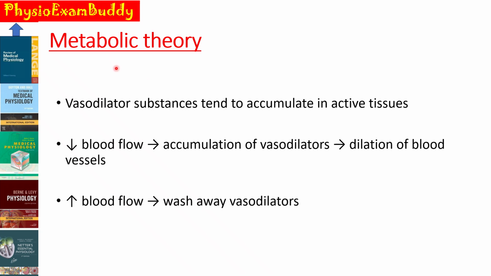Next is about the metabolic theory. That is, there is a tendency for vasodilator substances to accumulate in the active tissues. Whenever there is a decrease in the blood flow, there occurs accumulation of the vasodilators, and these vasodilators will cause dilatation of the blood vessels. And whenever the blood flow increases, the opposite happens. That is, there will be a wash away of these vasodilators. So there will be a decrease in the dilatation of the blood vessels. And this is another theory which explains the auto-regulation of the blood flow.